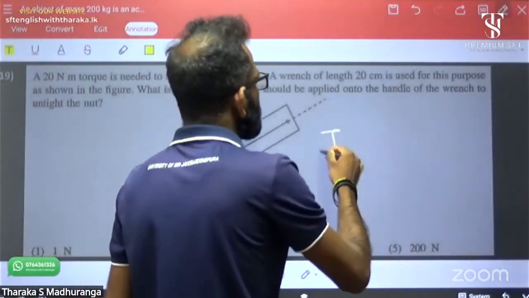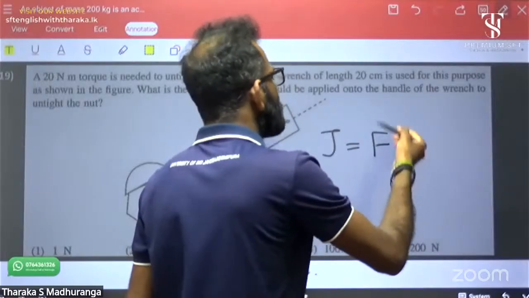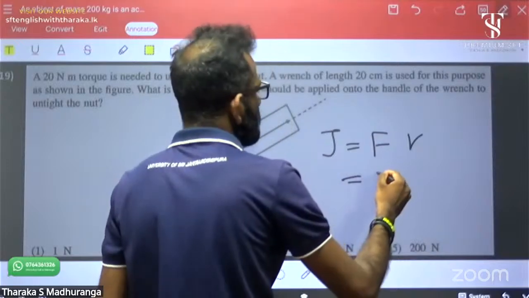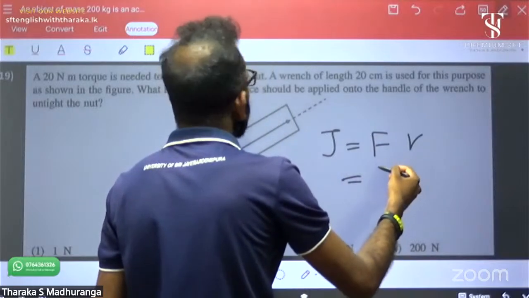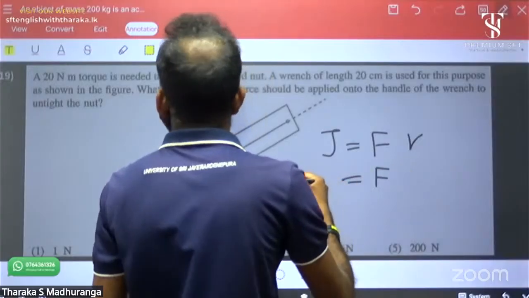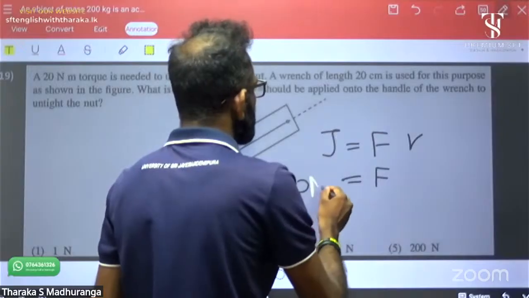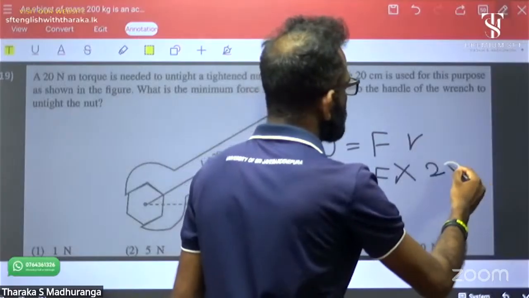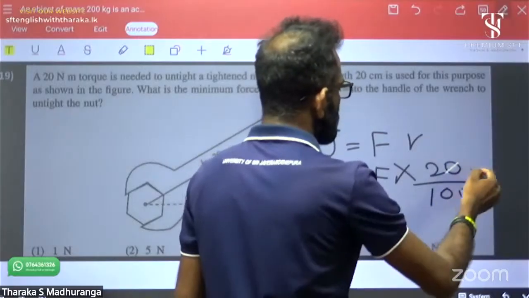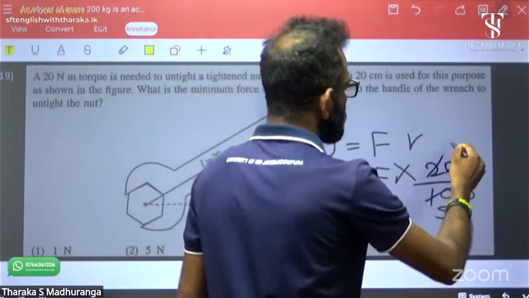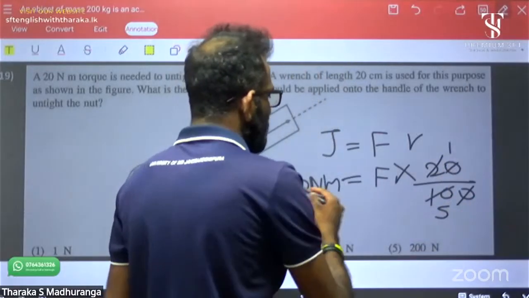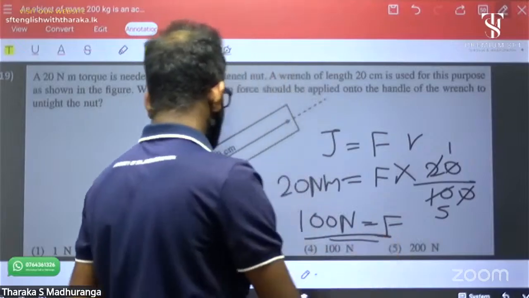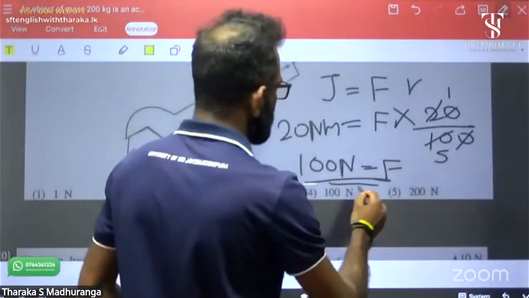Torque equals F into r, applied force into distance, right? Applied force we don't know. 20 Newton meter required torque. And what is the distance? What is the radius? It's 20 centimeter, 20 over 100, that is 1 over 5. So 100 Newton required. F is 100 Newton. Answer number 4.